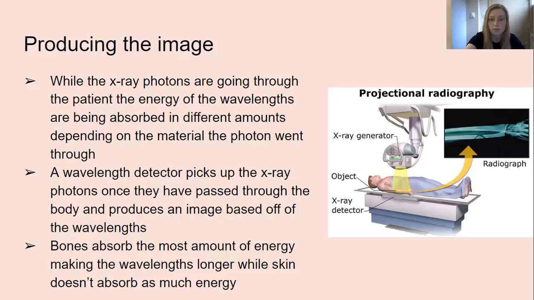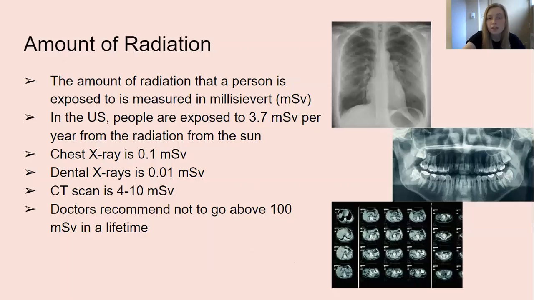The amount of radiation is measured in mSv. In the US, people are regularly exposed to 3.7 mSv per year from background radiation, including the sun. This is a good comparison because when you're talking about the dangers of X-rays, you can compare it to a chest X-ray, which is only 0.1 mSv, and a dental X-ray, which is 0.01 mSv. A big jump, though, is CT scans, which are 4 to 10 mSv, and doctors do not recommend going over 100 mSv in a lifetime.